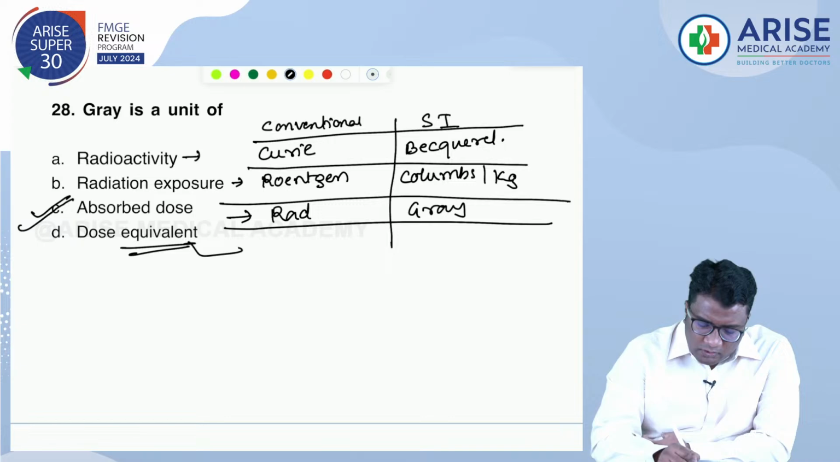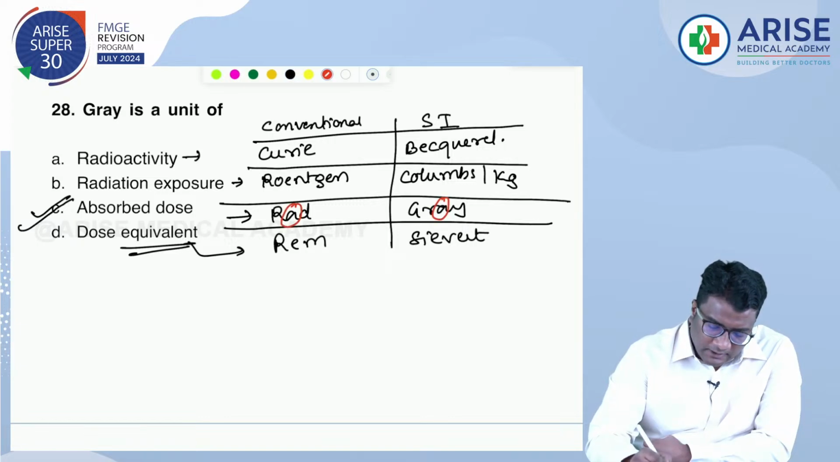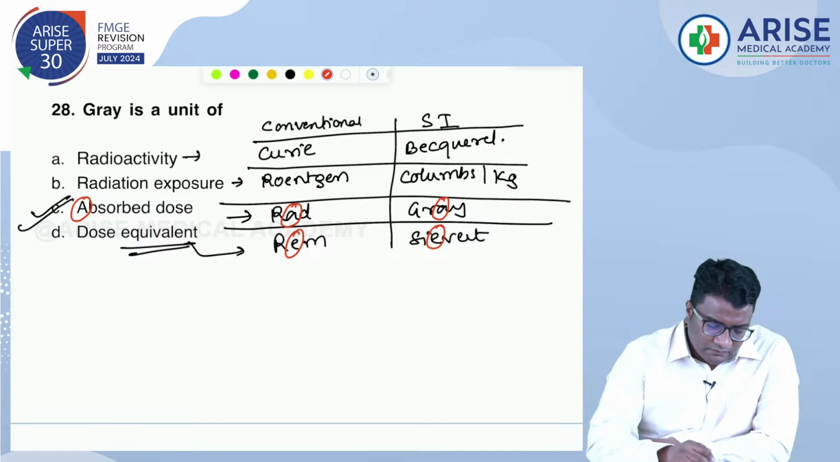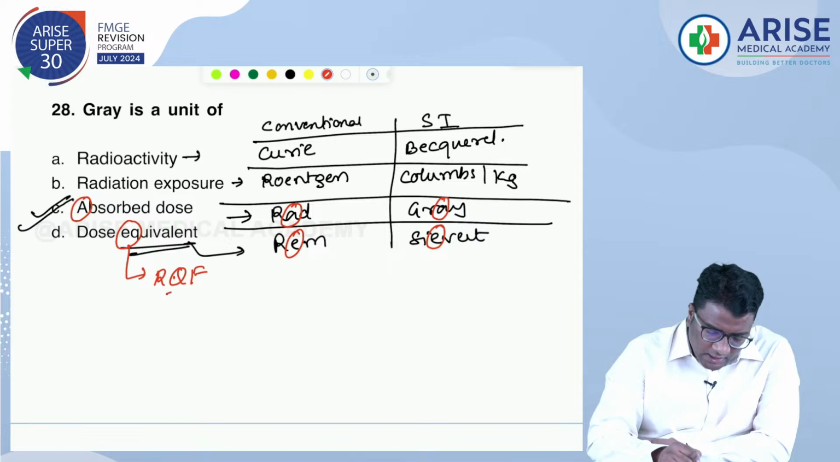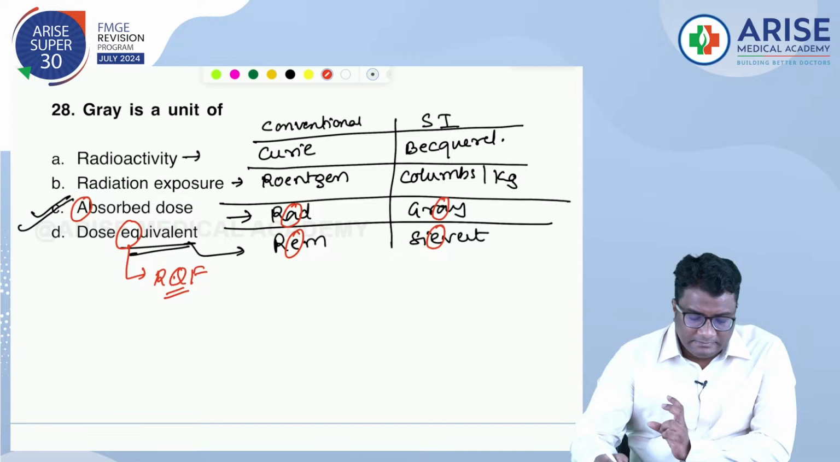Whereas equivalent dose is measured in Rem and Sievert. Rem and Sievert is for equivalent dose. Equivalent dose also uses radiation quality factor, RQF, right? So Rem and Sievert is for equivalent and effective dose, and radiation quality factor is used in equivalent dose.